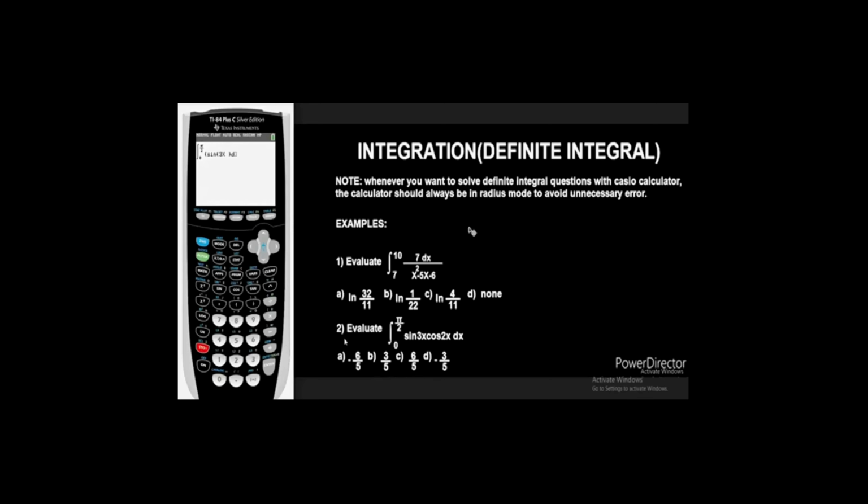Okay, so you close the bracket, then input cos, we have cos 2x. Just press this button for x. Alright, so you close the bracket. Now guys, you have to ensure that the brackets are balanced.